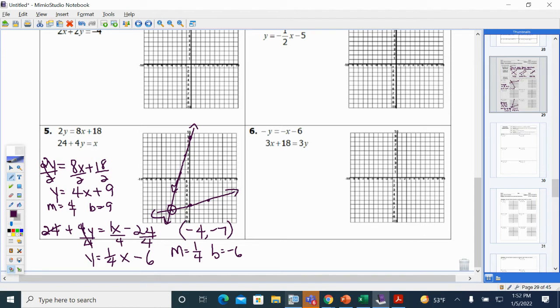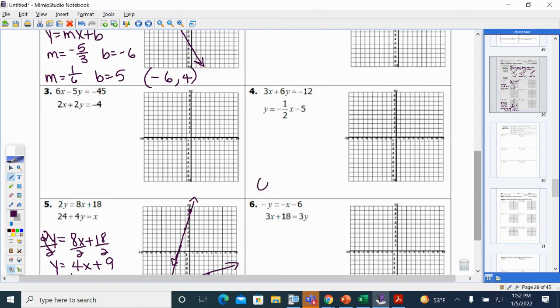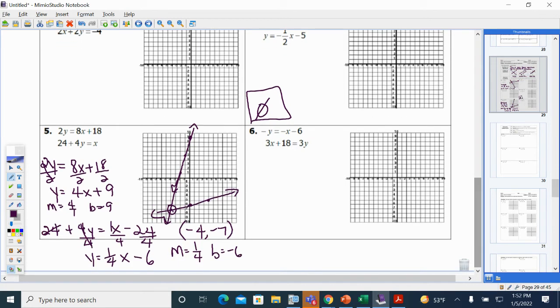Just real quick, before I move on, question number 4 is no solution, meaning that if you look at these two equations and you graph them both, they should not hit each other. These should be parallel lines. The solution is going to then be no solution. And number 6, when you look at these two equations, they're going to be the same exact equation. So number 6 is an example of infinite solutions.